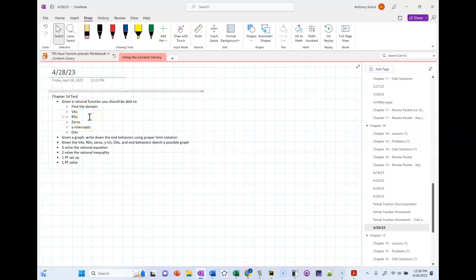Any clarifications on the questions here that we're asking you guys to be able to do? What's at the bottom of that first list, other y-intercepts? OA? Yeah. Like other asymptotes, like horizontal or slant. Yeah.